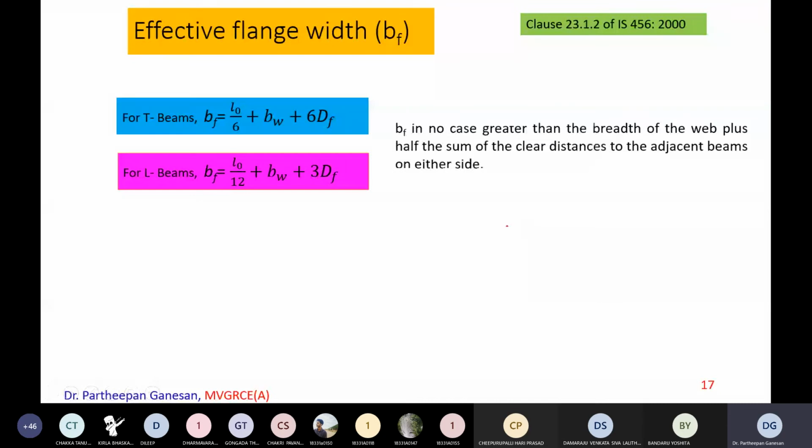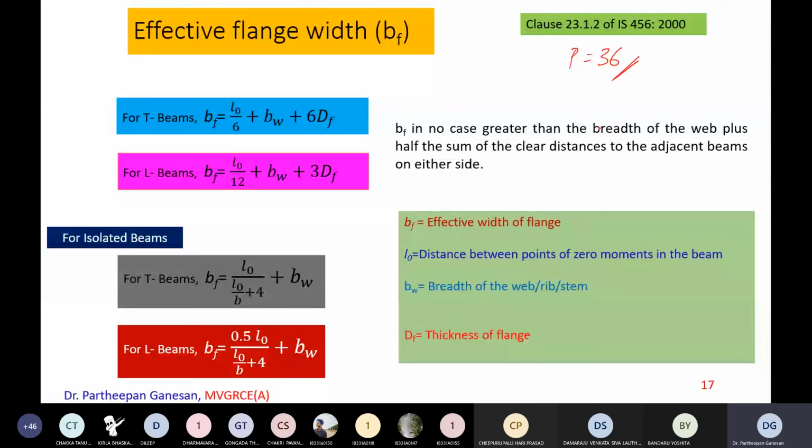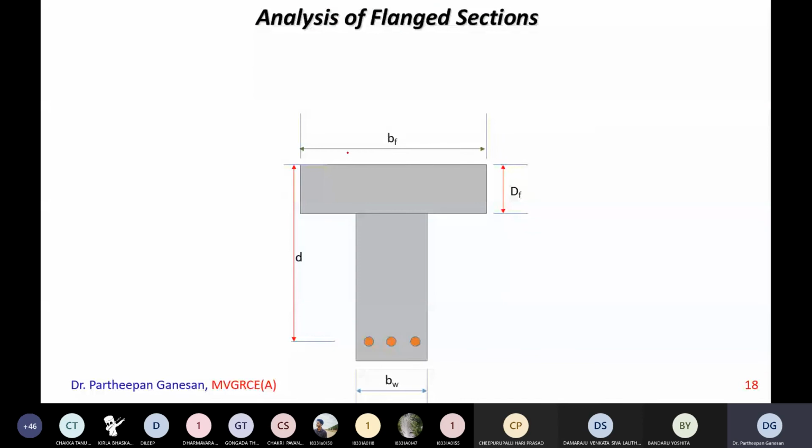Now these are all the equations given. This is given on page number 36 of your code. So this and all we discussed yesterday. Now please pay careful attention to this one. This is called flange. This horizontal part is called the flange.